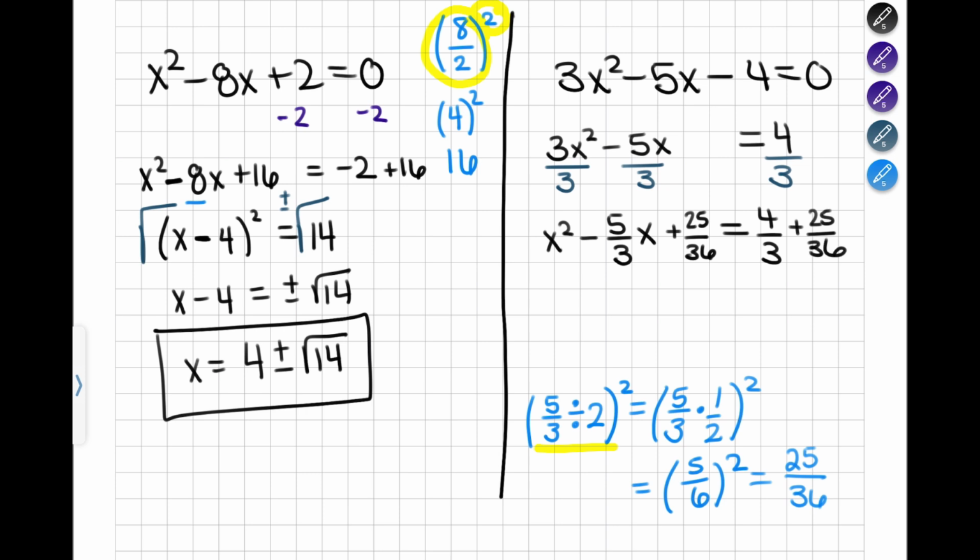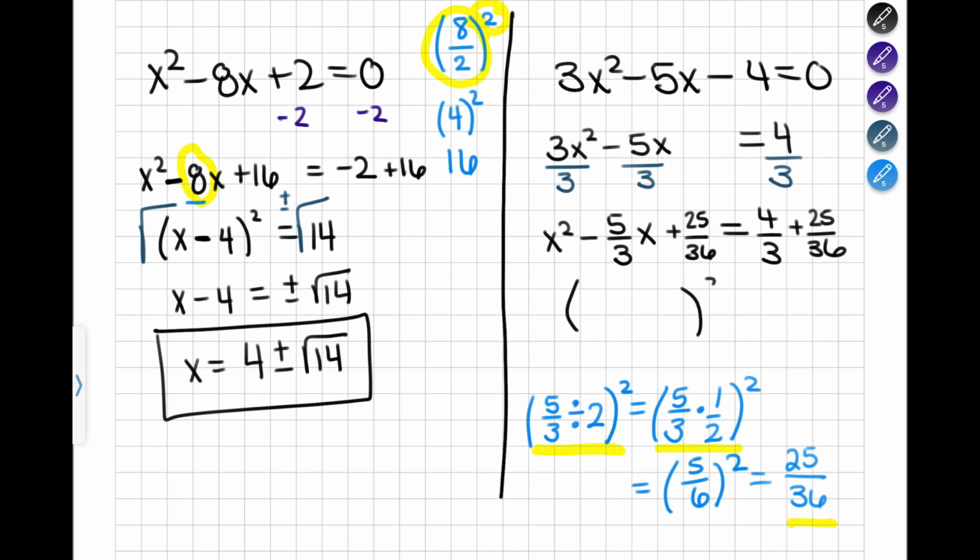So again, just to summarize, the steps were, I take the number in front of the x, did that in both cases, divide it by 2, which means cut it in half, and then square it. And that's what I'm going to add to both sides. Okay, now we are ready to factor.